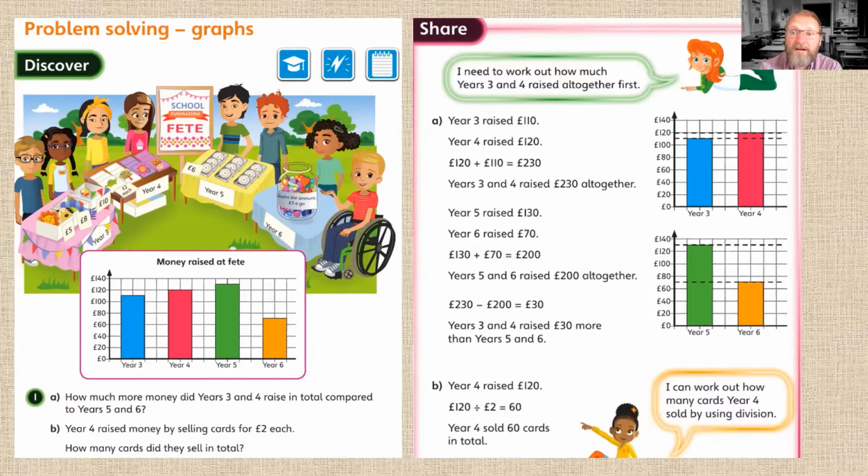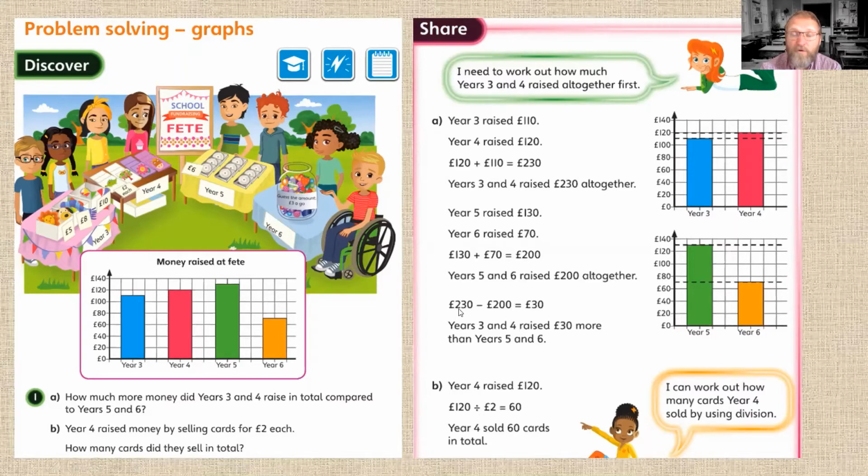So years 3 and 4 raised 230 altogether. Now we look at years 5 and 6. On the bar chart, again, we'll look at year 5. We go up and we can see that they've raised in between 120 and 140. As these intervals are 20, halfway will be 10. So 120 plus 10 is 130. And year 6, halfway between 60 and 80, so we add that 10 to 60 and it's 70. Yes, 70 is in between 60 and 80. So it's 130 plus 70 equals 200. Years 5 and 6 raised 200 altogether.